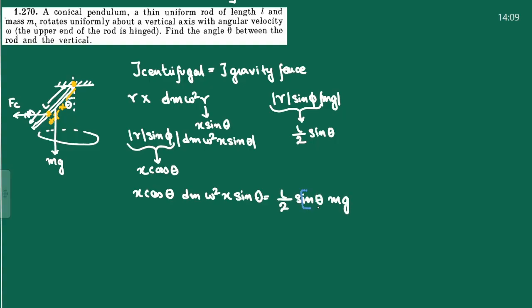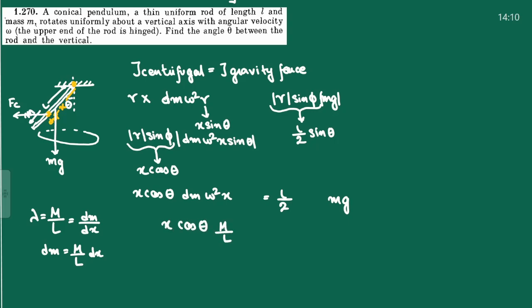Now what I'll get is, I can cancel out this sine theta and this sine theta from the left hand side. What else can I do? See, if the entire mass of the rod is M and the length of the rod is L, then linear mass density is m by L, which is equal to dm by dx. From here, I can easily say that dm is equal to m by L into dx. So if I substitute that, I'll get x cos theta into m by L into dx into omega square x is equal to L by 2 mg.